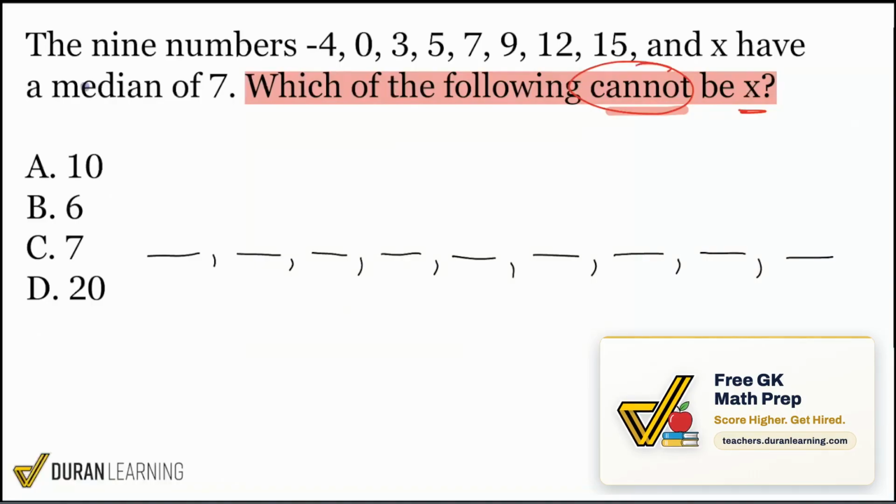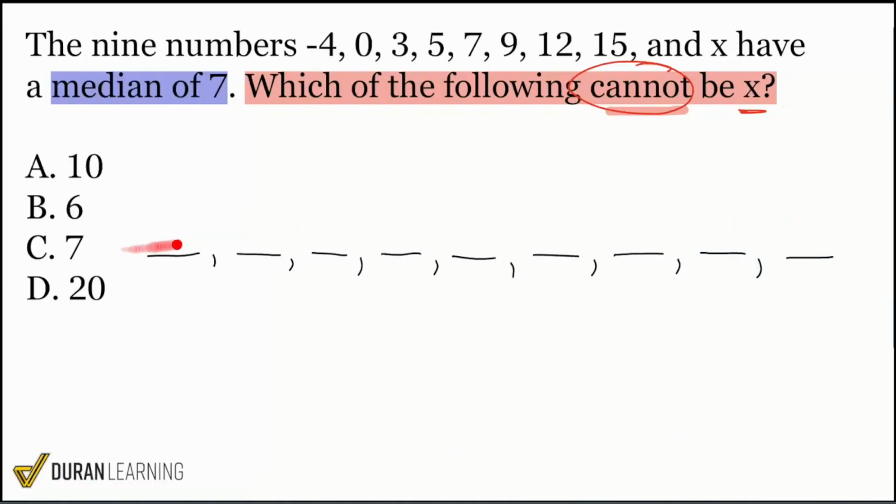It says, again, a median of 7. That means that my middle value, the value that is directly in the middle of all of these, is going to be 7. When we have 9, you're going to have 4 on the left, 4 on the right, and 1 in the middle. This is where our median belongs, right there.